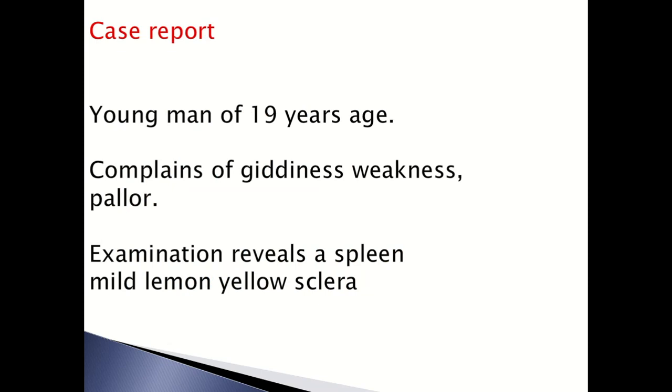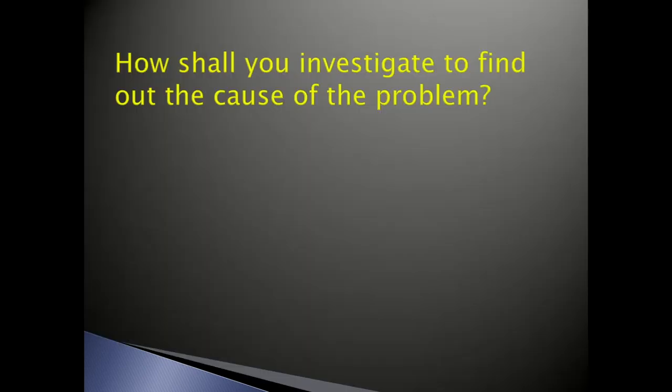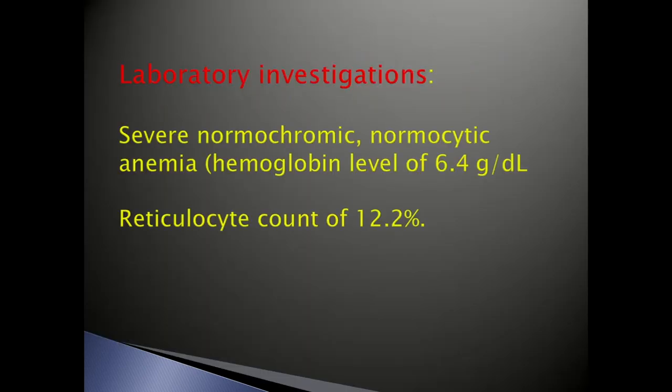Start with a case: a young 19-year-old male patient with a complaint of giddiness, weakness and pallor. Systemic examination reveals splenomegaly with yellow colored sclera. Now investigations. On RBC morphology, there is severe normochromic normocytic anemia. This is very important. Though the hemoglobin level is 6.4, quite abnormal, we can say severe anemia, but still the morphology is normochromic and normocytic. This is one important significant sign in hemolytic anemia.